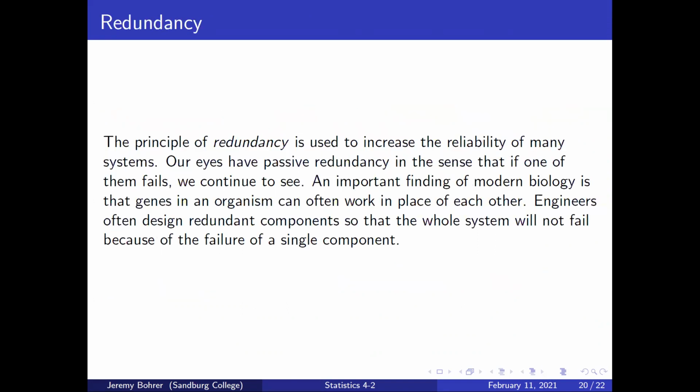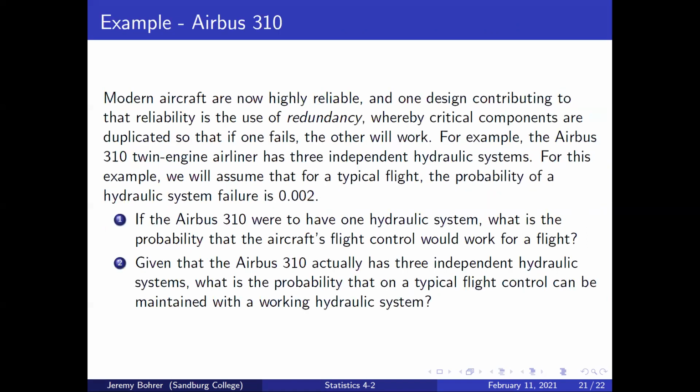The principle of redundancy is used to increase the reliability of many systems. Our eyes have passive redundancy in the sense that if one of them fails, we continue to see. An important finding of modern biology is that genes in an organism can often work in place of each other. Engineers often design redundant components so that the whole system will not fail because of the failure of a single component. Modern aircraft are now highly reliable, and one design contributing to that reliability is the use of redundancy, whereby critical components are duplicated so that if one fails, the other will work.